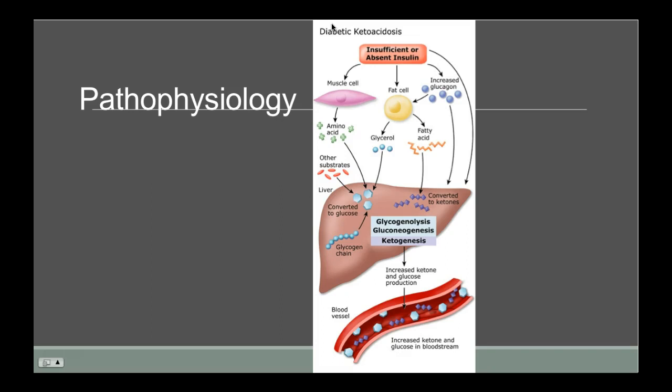This is a diagram from your book, and it shows the pathophysiology of diabetic ketoacidosis. Basically what happens is you have a decreased amount of circulating insulin, which causes fat stores to be broken down for fuel, and this causes a release of ketones. Ketones are acidic byproducts of fat breakdown, which causes acidosis. And when ketones become excessive in the blood, then they can start causing problems in the body.